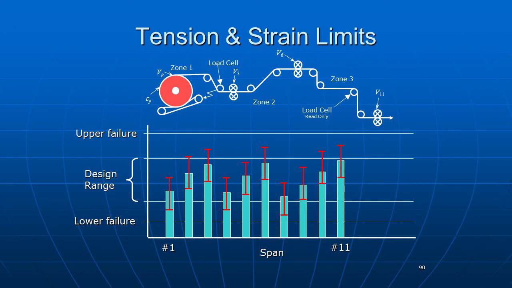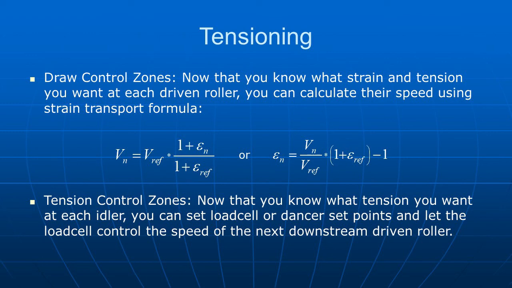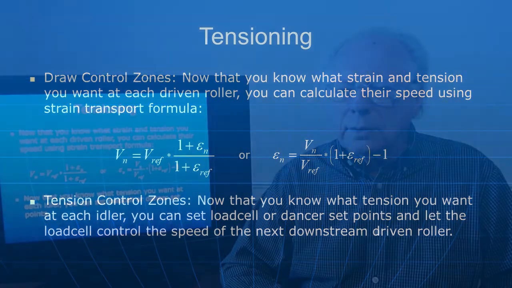Now you know what strain and tensions you want in every span, and that's exactly what you've done here. So I now know the tension and strain that I want at every driven roller. You know what you want to have set on your load cell or your dancer. The last thing you've got to do is go plug those values back into your strain transport formula, and you can calculate the speeds of those rollers.